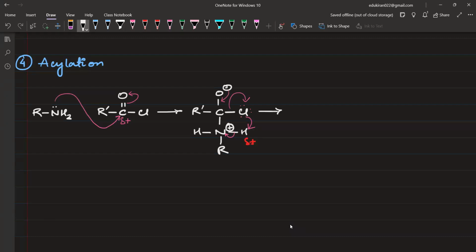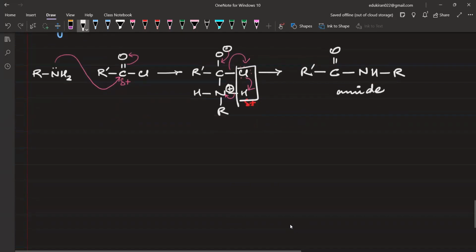Now what you get is, this leaves, okay, so you remove it, and you will have R' C double bond O, and then a bond with N. This nitrogen has only one hydrogen remaining, bonded to R. So what is this? This is an amide. Now a similar reaction is shown not only by acid chloride but also by other acylating reagents.